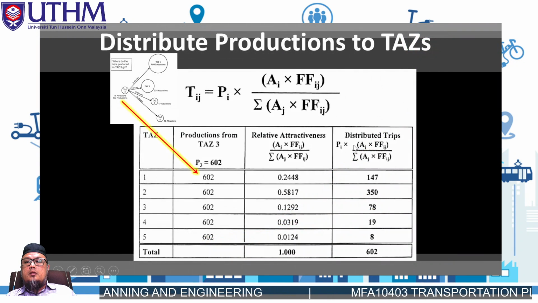Okay, then the trip distributed value for each zone is to be calculated. So the first ones are 147, 350, 78, 19, and 8. So we see here that the most distributed trips are in TAZ 2, from zone 3 to TAZ 2, which has more trips.